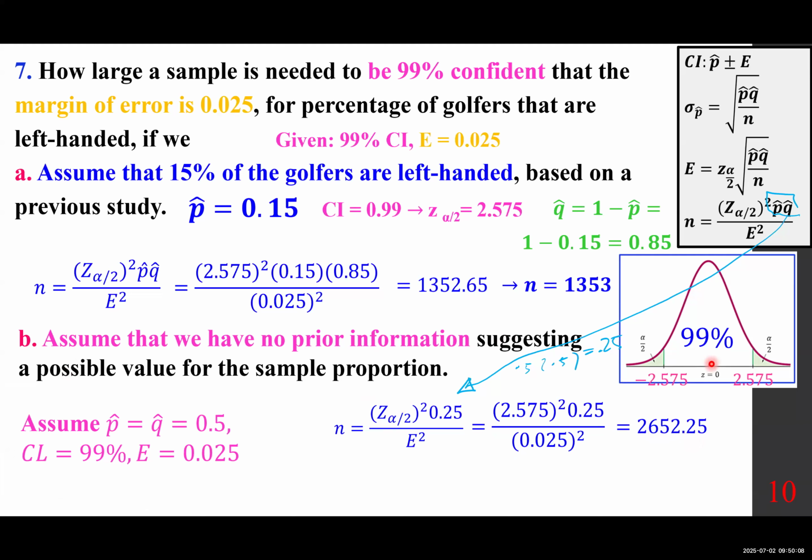doing. We round up, because this means we minimum need this number. And since it has to be discrete, the whole number, 2,653. That would be the proper answer. You want to be very careful with that.